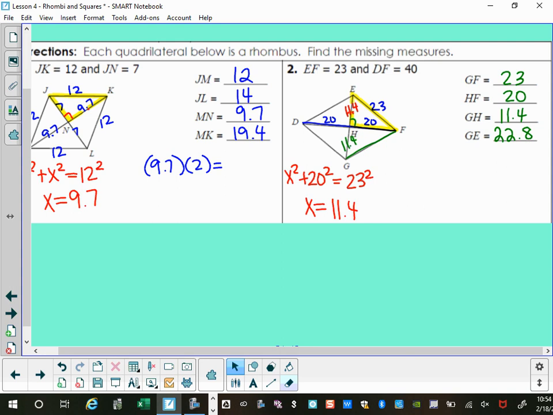All right, I want you guys to do number 3 on your own, but I will get you started. On number 3, they told you what the diagonals are, so how can you fill out that diagram?